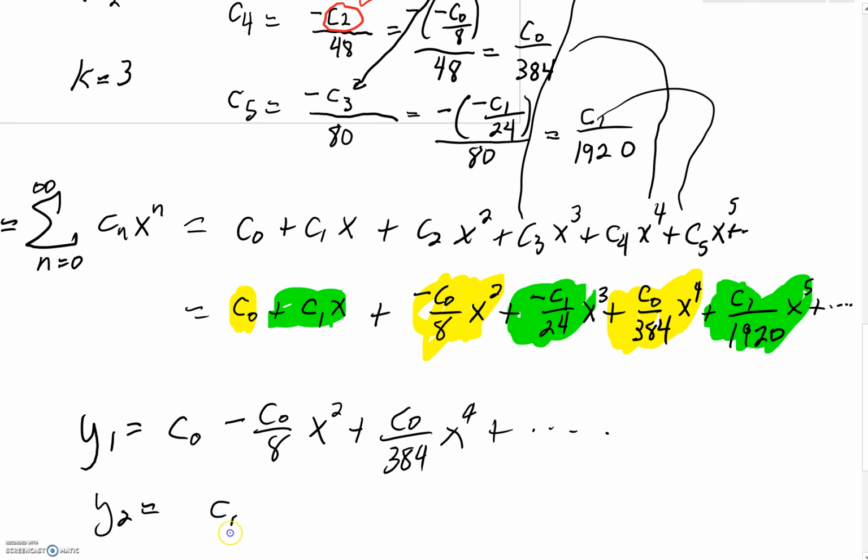In green, we've got c sub 1 x, and we'll say minus c sub 1 over 24 x to the third.